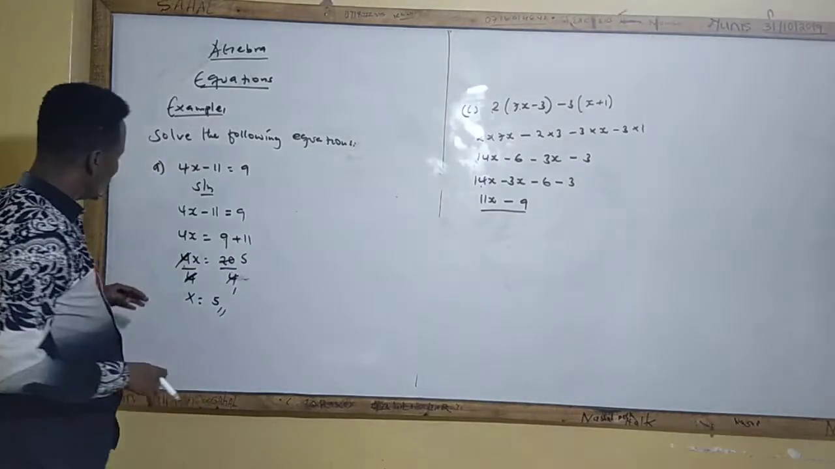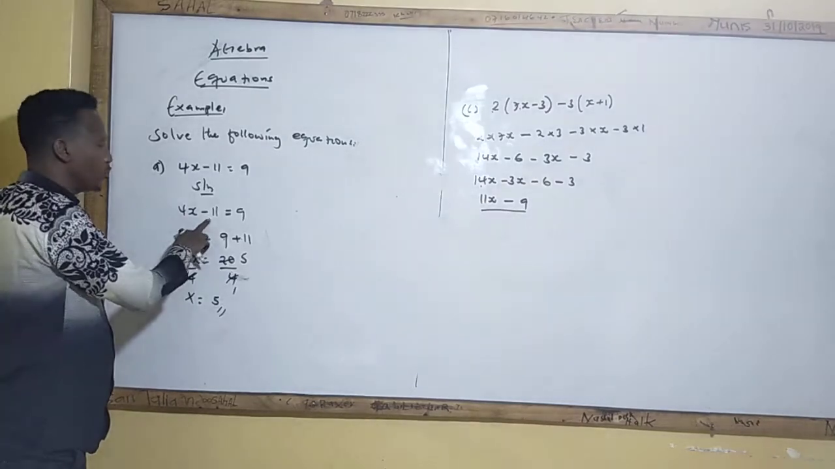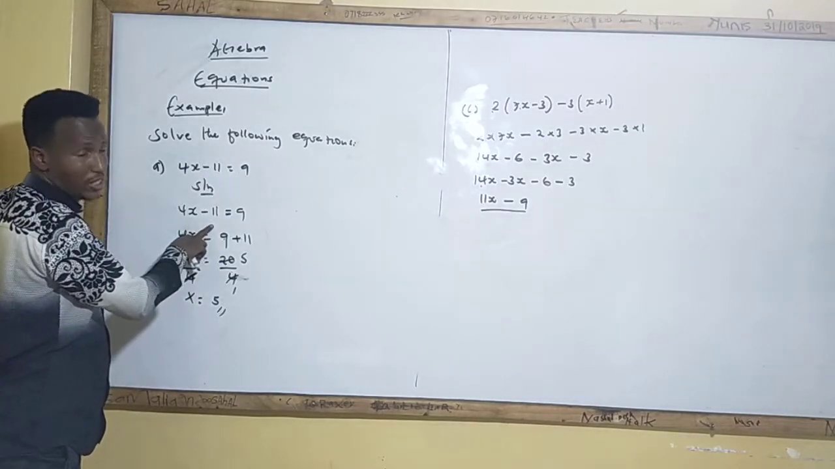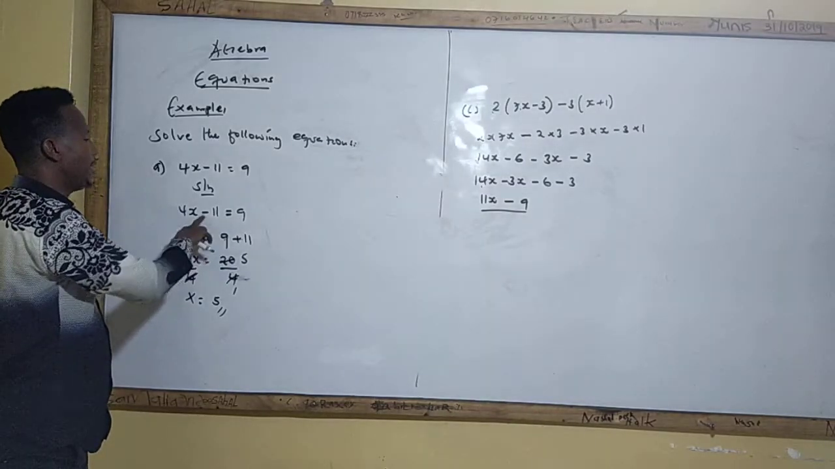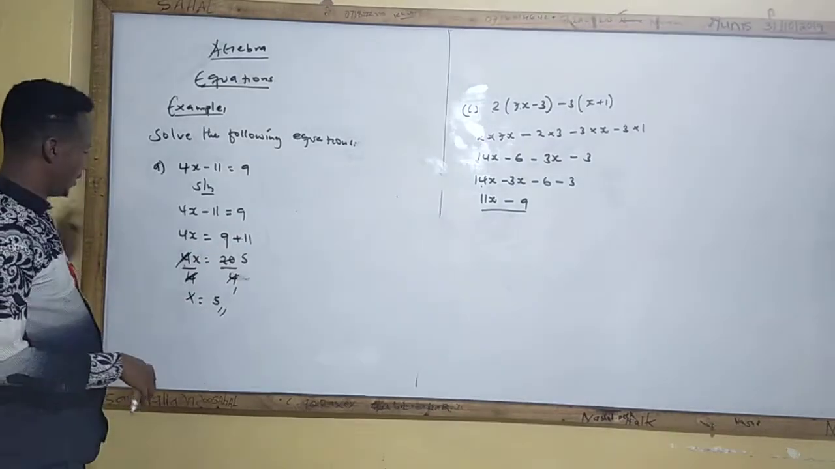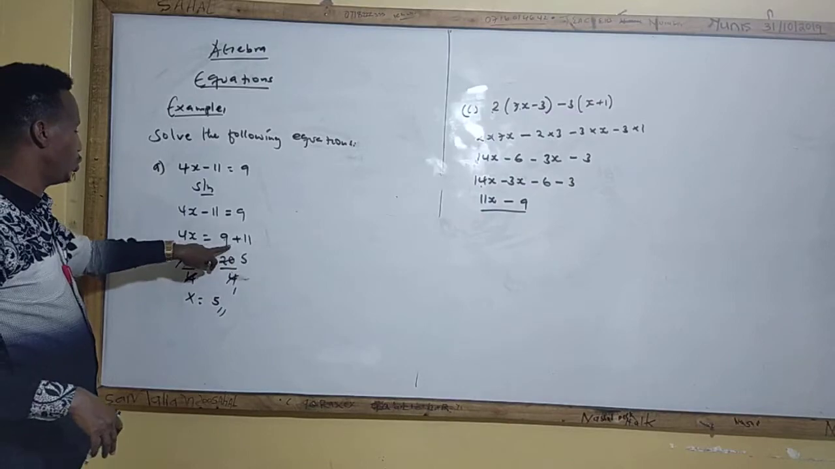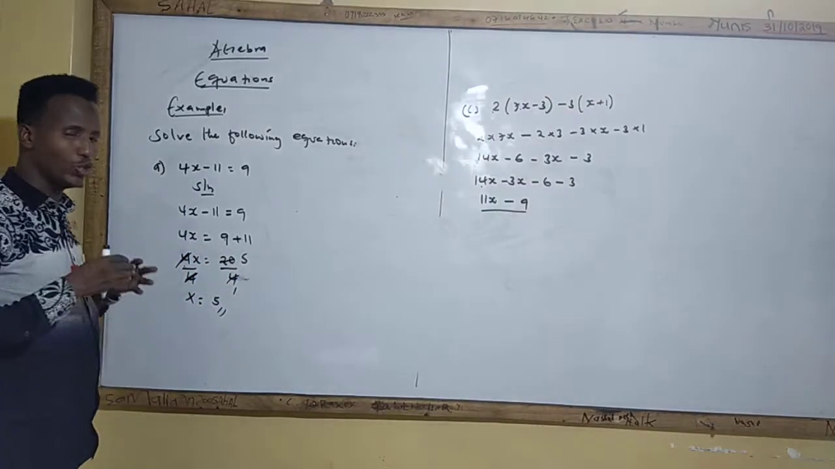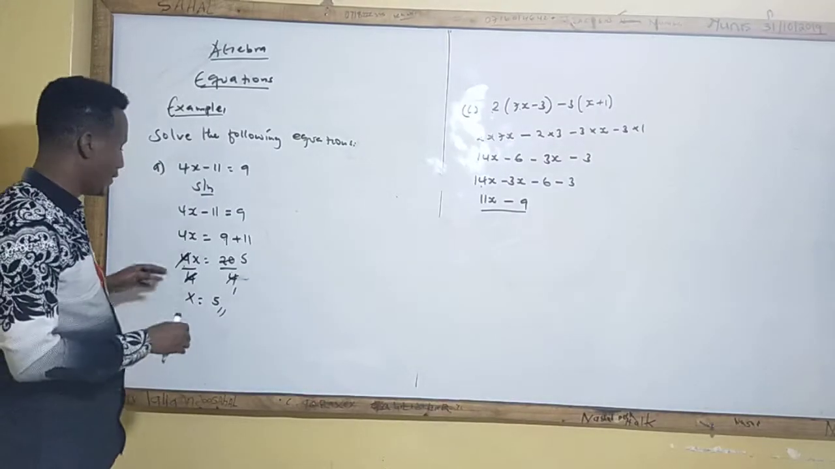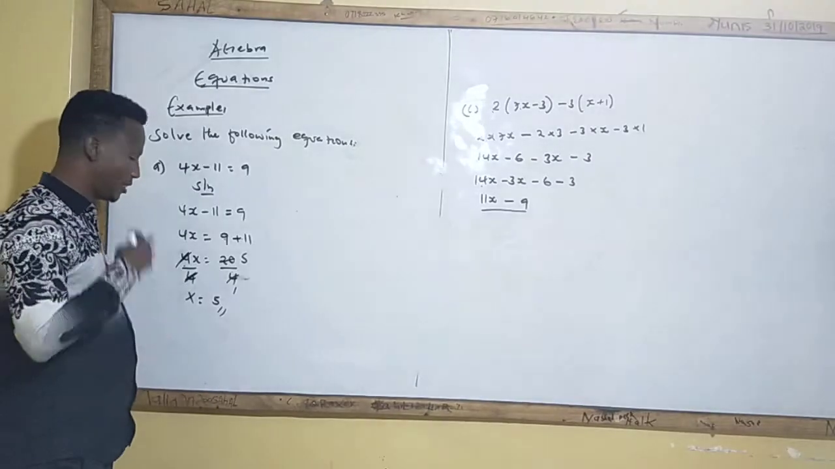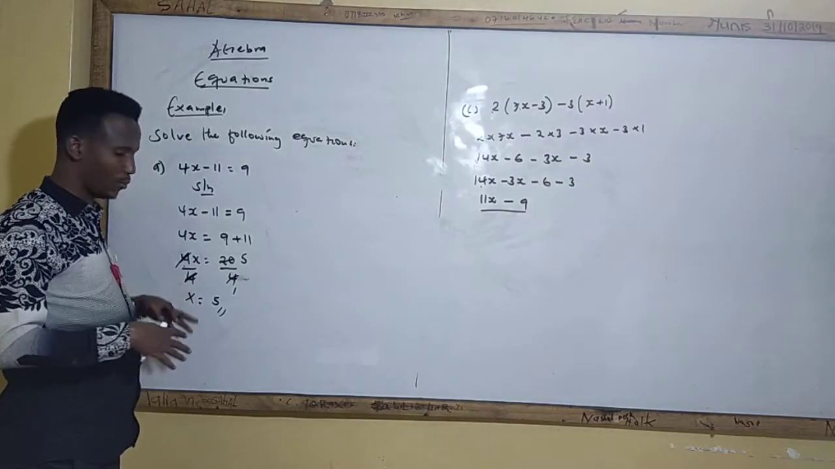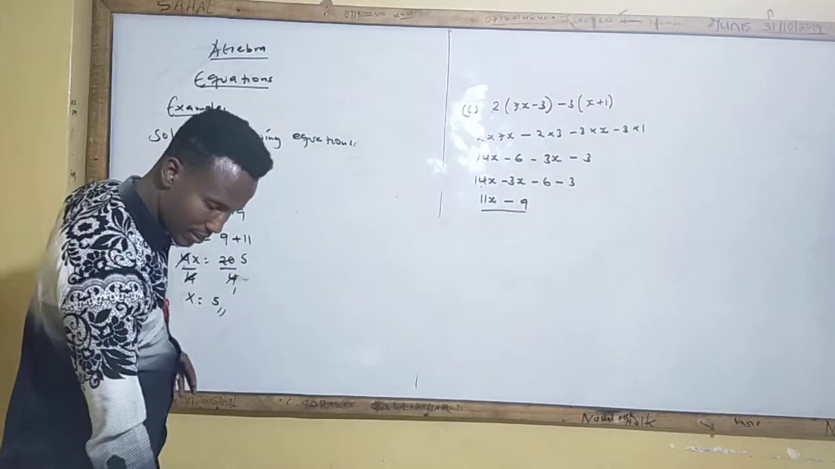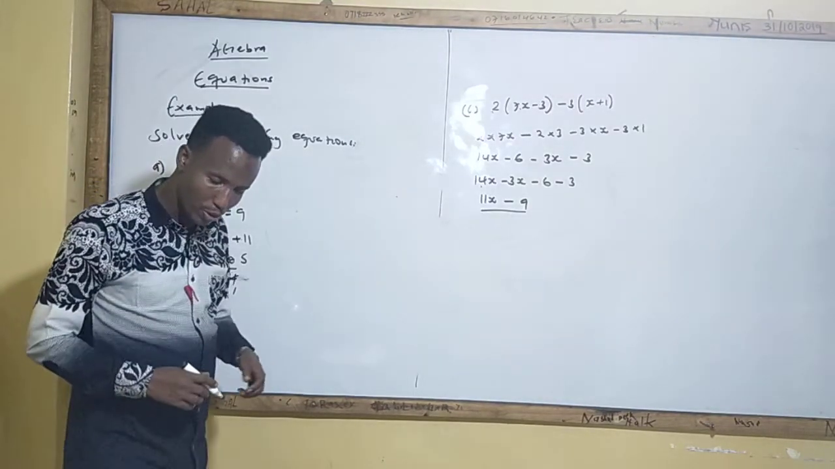So this is how you're going to solve. The moment this number is negative, when you take it to the other side, it will change the sign. Don't forget, it will be positive. So you'll have 4x is equal to 9 plus 11. Then 4x is equal to, add these two, 20. Then for you to get the value of the letter x, divide both sides by the coefficient of x. That's the number attached to x. You divide both sides by 4. Then from there, you're going to get the x value as 5.